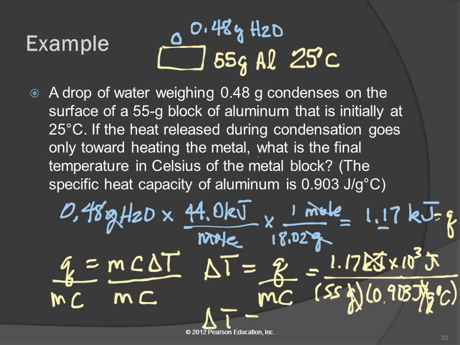So the change in temperature is equal to 1.17 times 10 to the third divided by 55 divided by 0.903, and so the change in temperature is 23.6 degrees Celsius. Delta T equals the final temperature minus the initial temperature, the difference. So if the initial temperature was 25, then the final temperature is 25 plus 23.6. So 48.6, or we would round that to 49. 49 degrees Celsius.